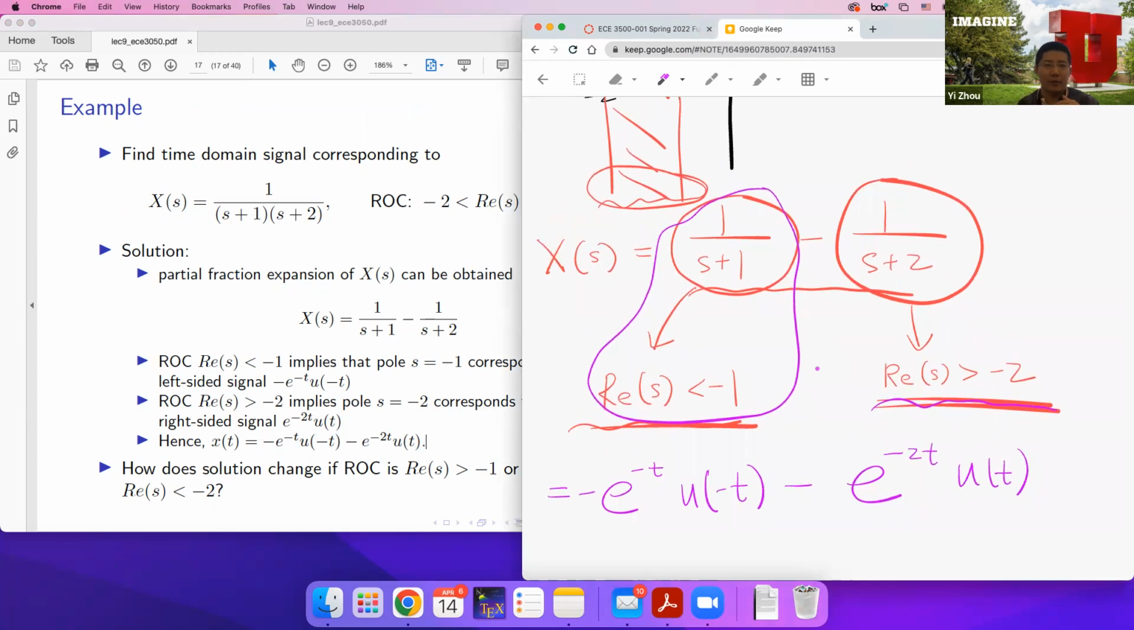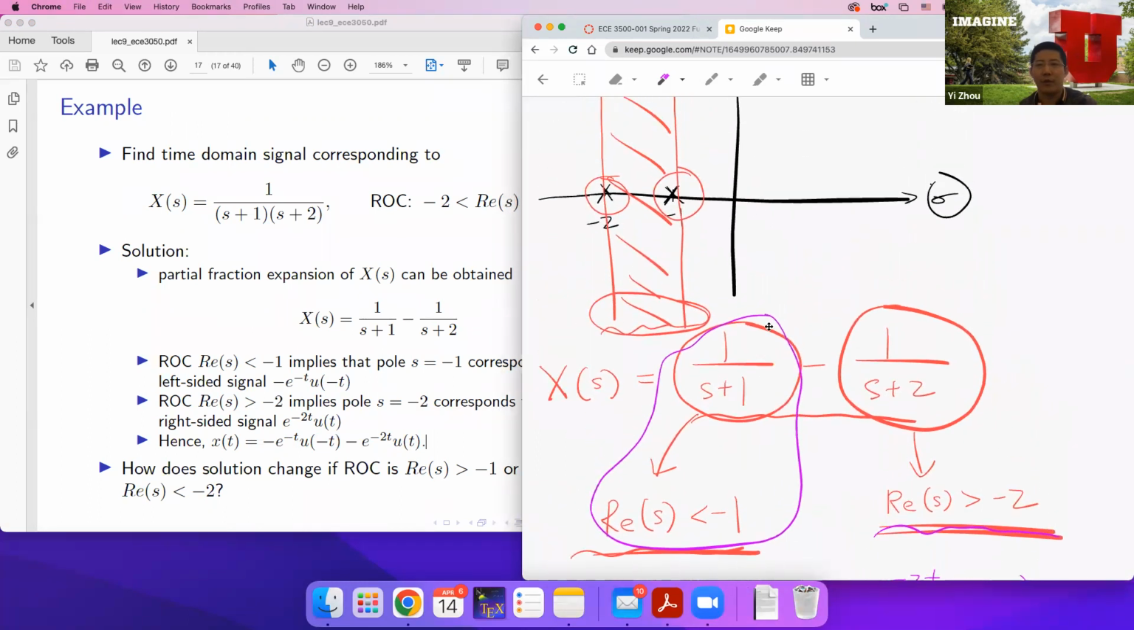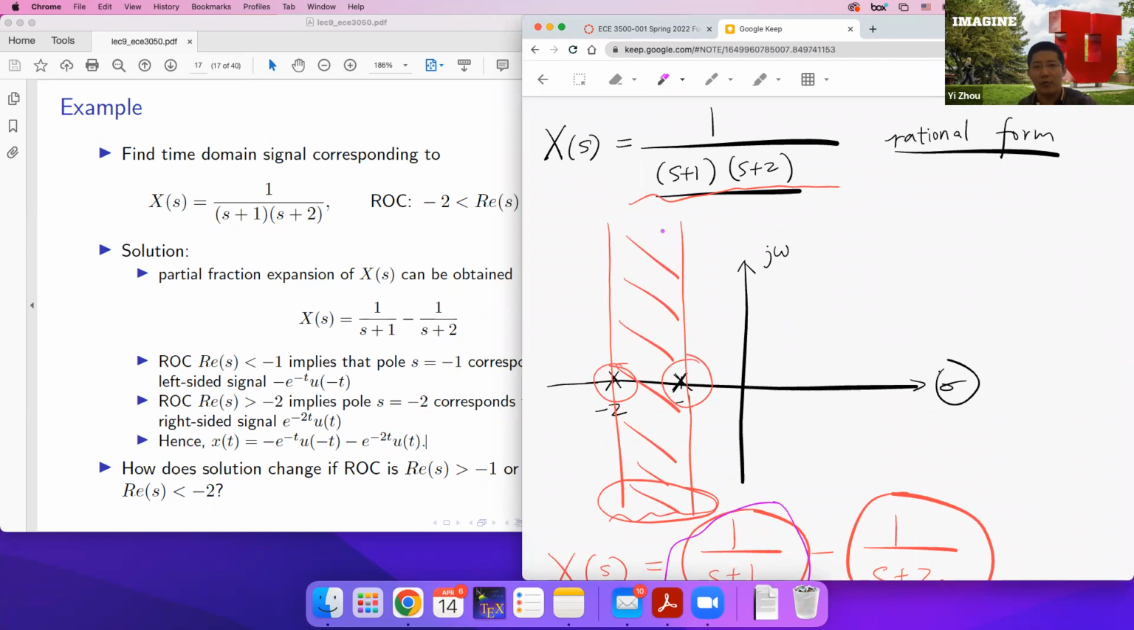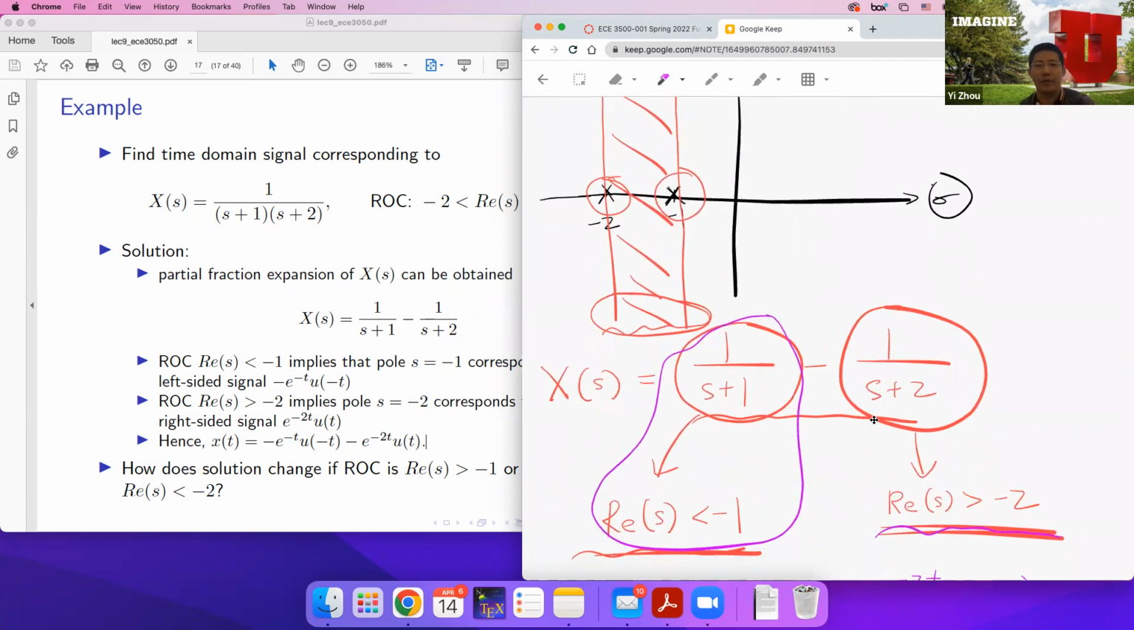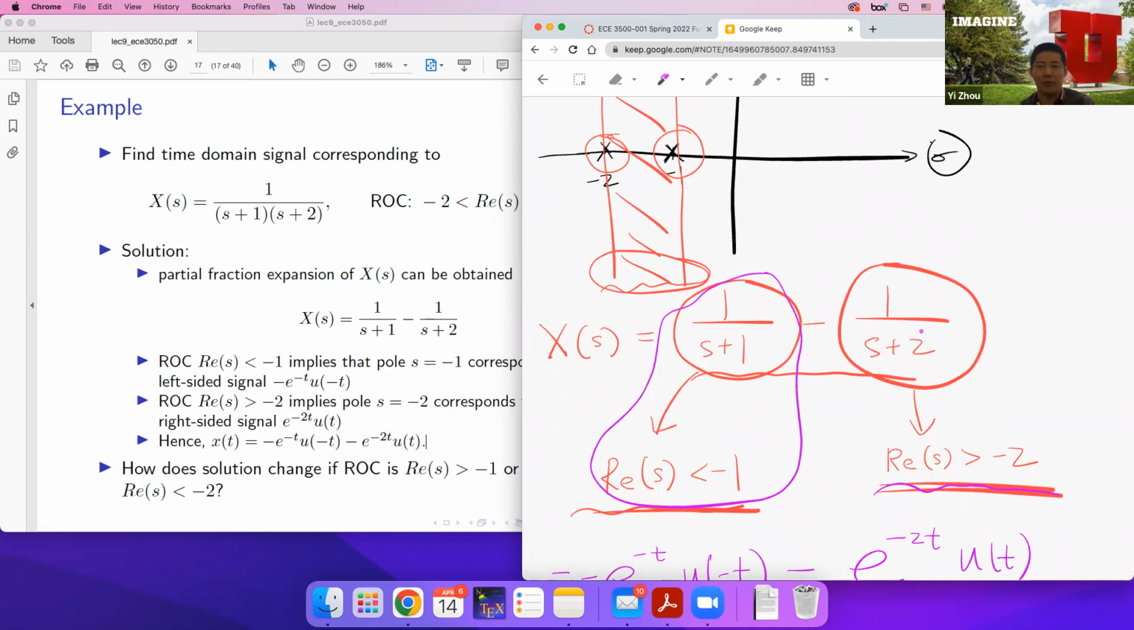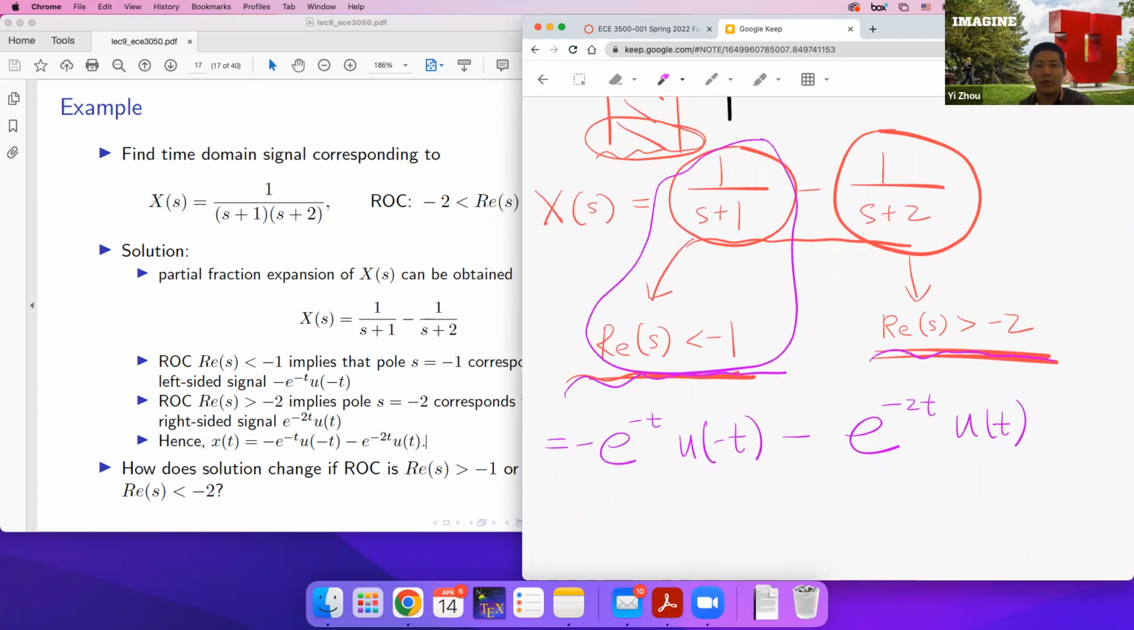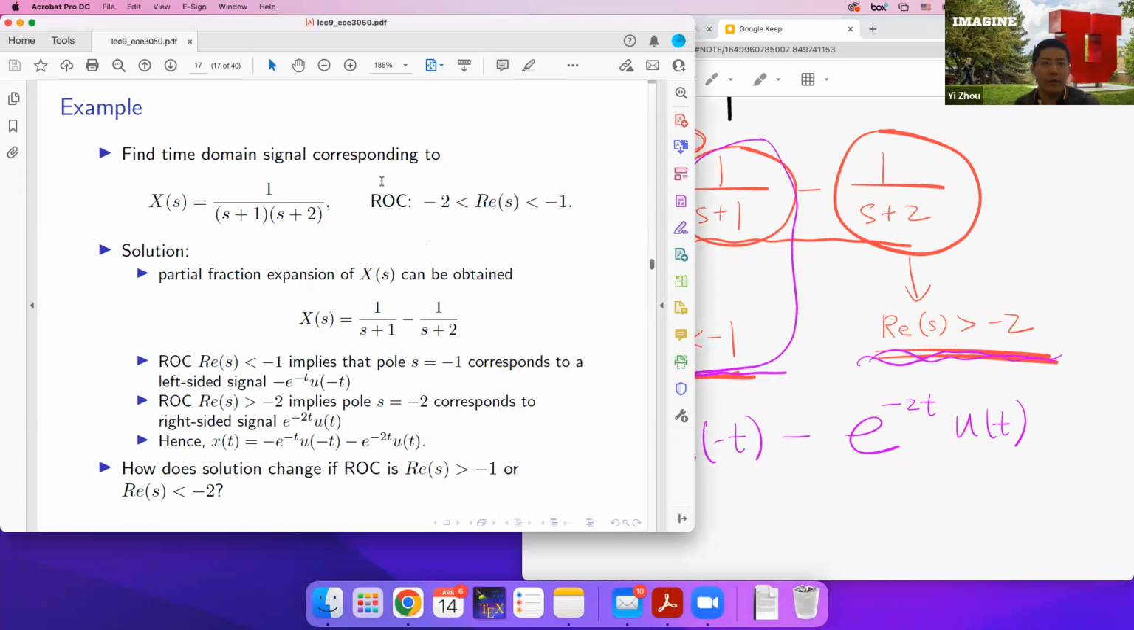So you can see that these standard steps are very similar to the inverse Fourier transform, but you need to pay additional attention to the region of convergence. Once you do a partial fraction expansion, you need to identify the corresponding region of convergence for each fraction. Okay, so this is the critical part. Okay, so this is the case when the ROC is given to be this vertical strip between negative 2 and negative 1.